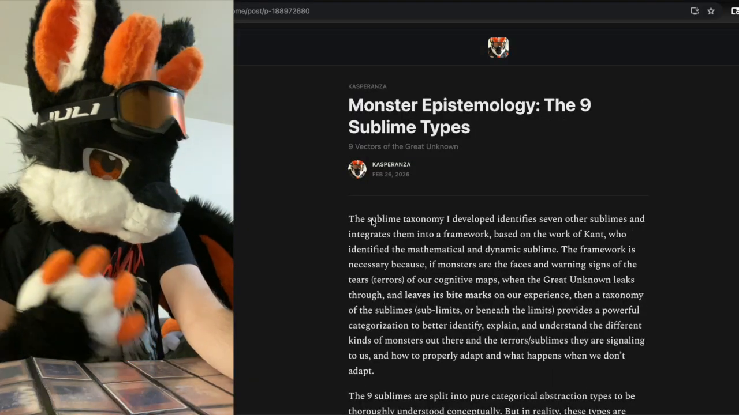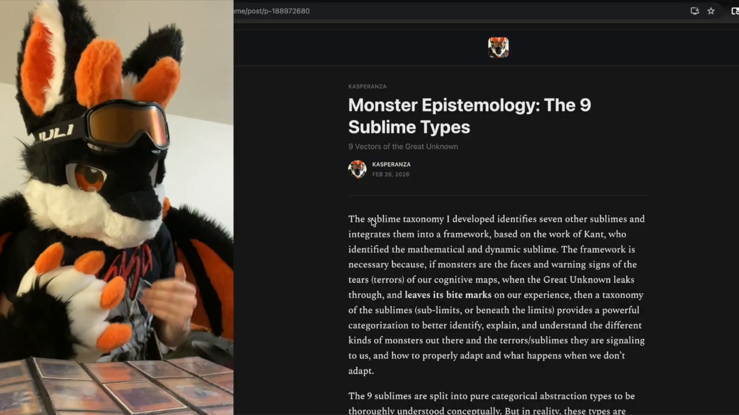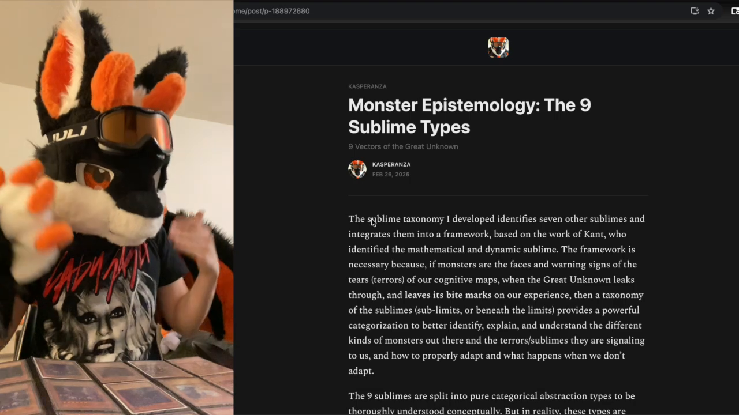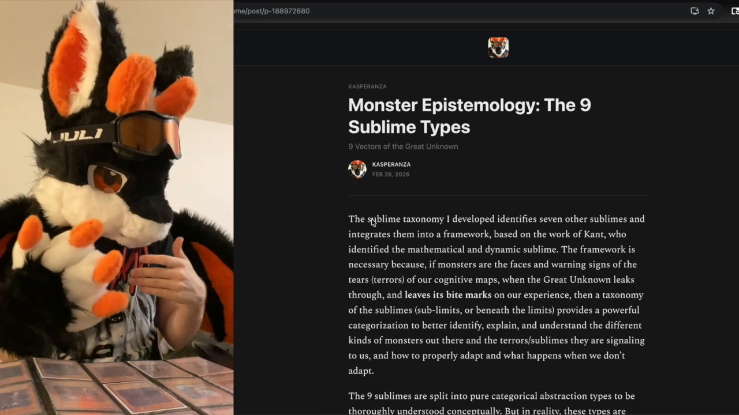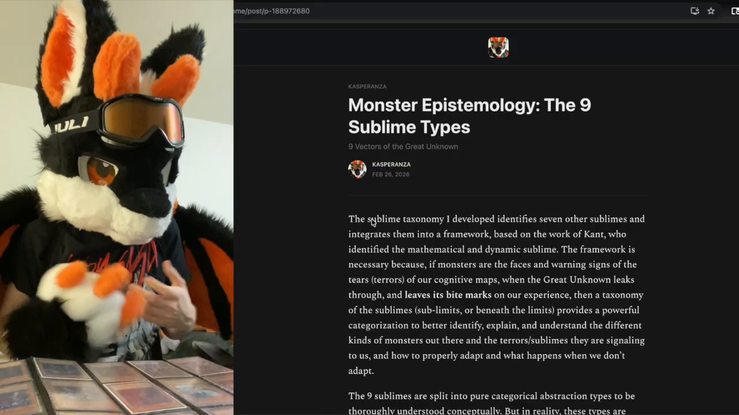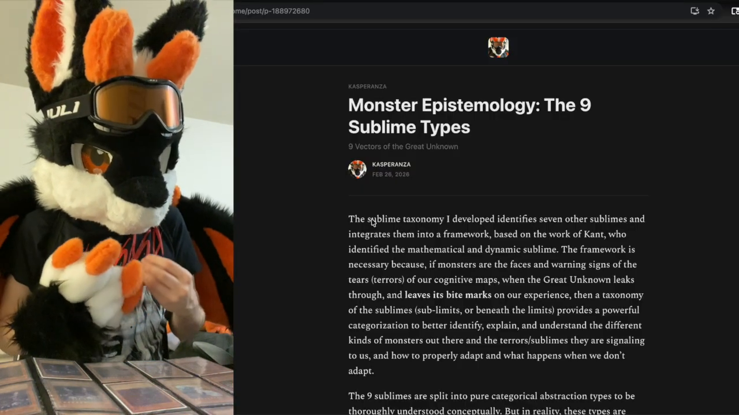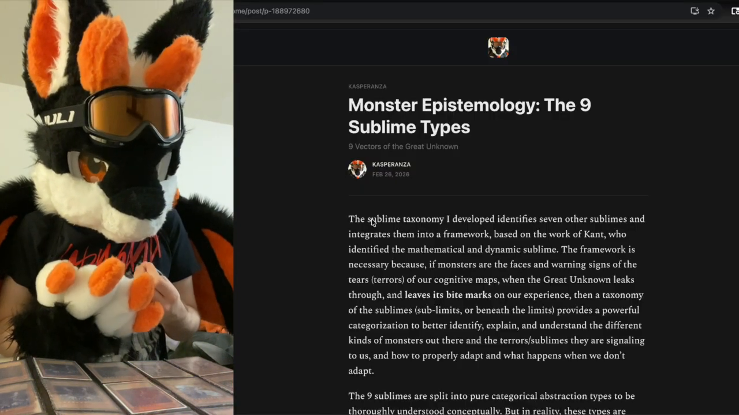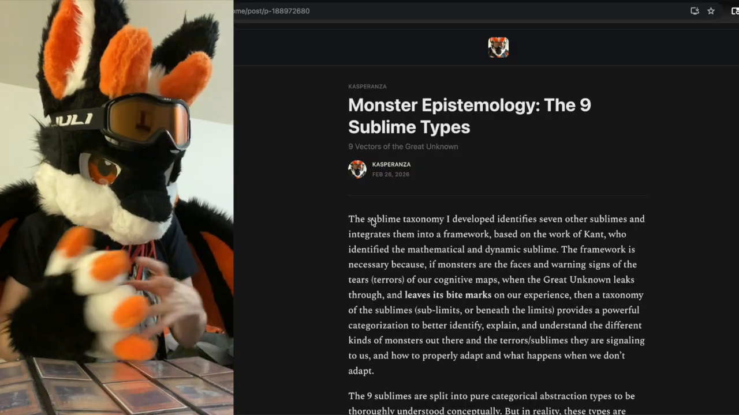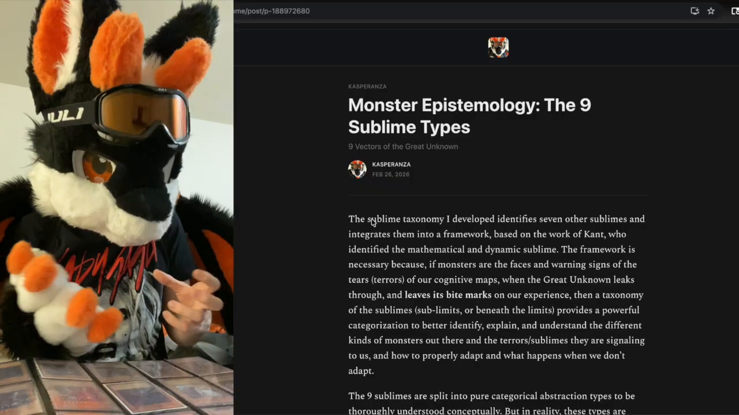If you think about it, the sublime is a sublimit. You're beneath the limit. You're at the limit of your reason or the limit of your ability to comprehend the world because we are finite creatures. We are creatures with a limited consciousness. Our cognitive maps can only map so much of the world before the map falls and breaks apart.